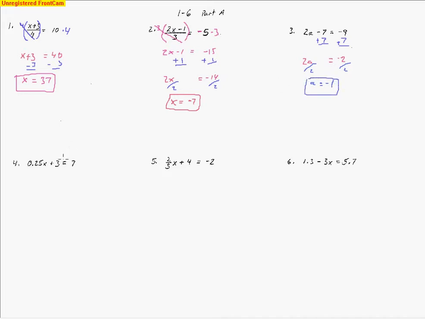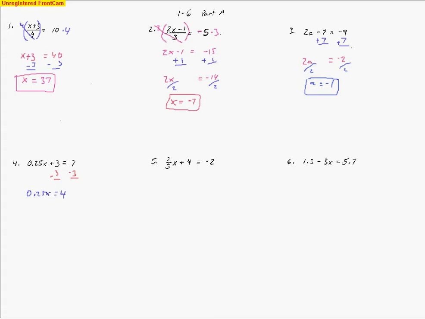Looking at the next problem, I've got a decimal in front of the variable, so the coefficient's a decimal, and I'll get to that in just a moment. But first I need to undo the positive 3, so to undo it I'm going to take 3 away from both sides. So now I have 25/100 x equals 4.